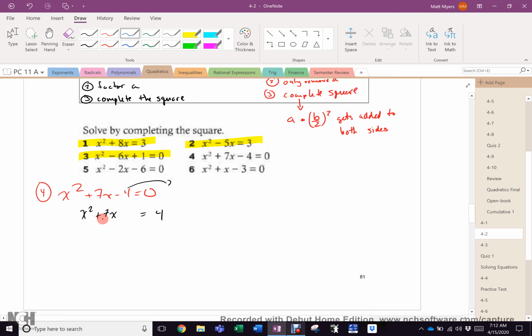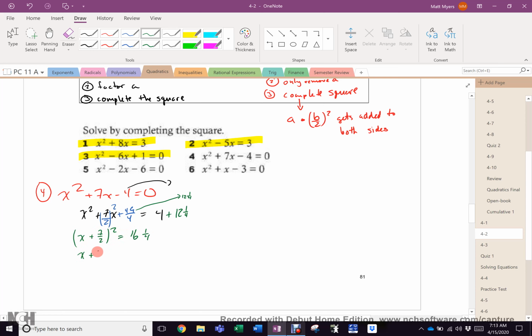So we divide that by 2, and we square the result, and we get plus 49 fourths. Now that is 12 and 1/4, right? So that is 12 and 1/4. So that's what I have added to both sides. So that now gives me x plus 7 over 2 squared equals 16 and 1/4, right?